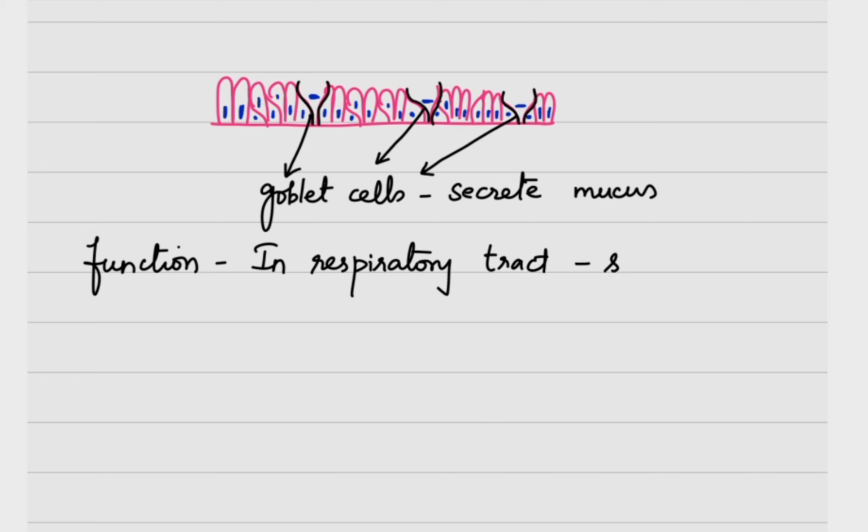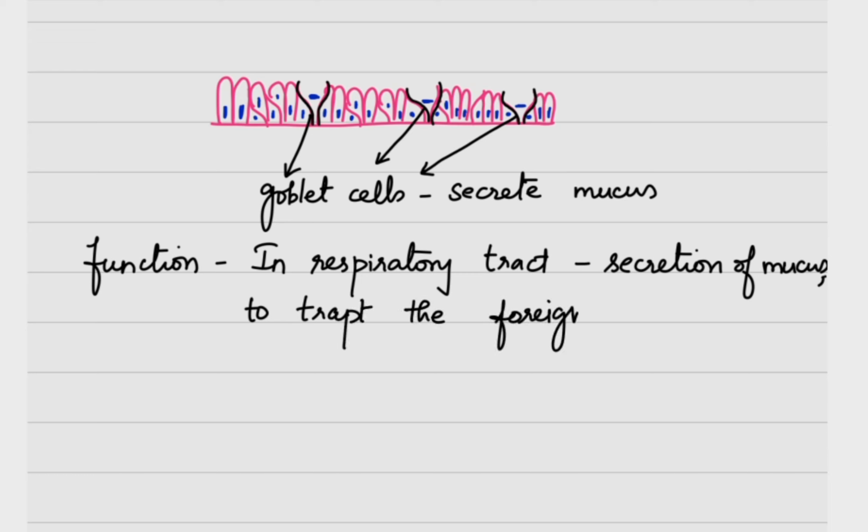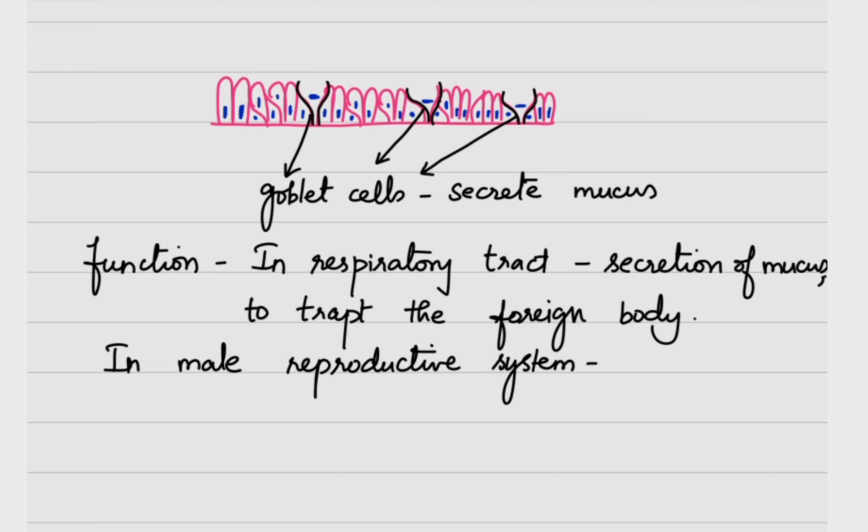So what is its function? These goblet cells secrete mucus and it helps to trap the foreign body, and the cilia which are present will expel the foreign body outwards towards the oropharynx. We also said this type of epithelium is seen in the male reproductive system. In the male reproductive system, these goblet cells are not present, but pseudostratified ciliated epithelium is present. Its function is absorption.